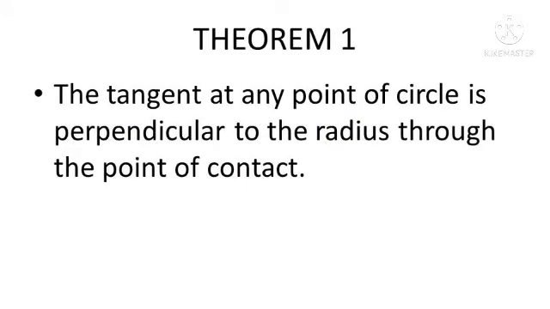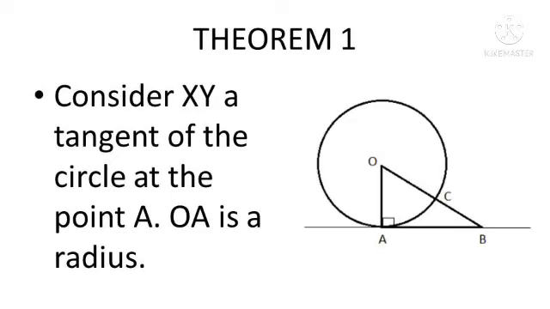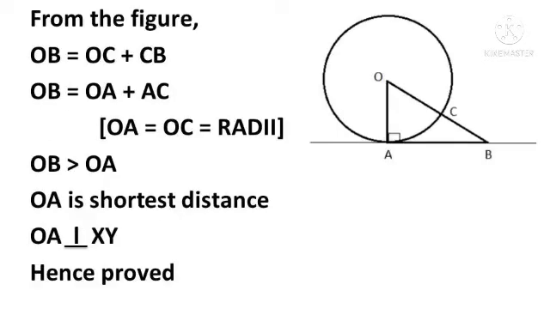Now let us see a theorem. The tangent at any point of a circle is perpendicular to the radius through the point of contact. Consider XY a tangent of the circle at the point A. OA is a radius. From the figure, OB is equal to OC plus CB. OB is equal to OA plus AC.